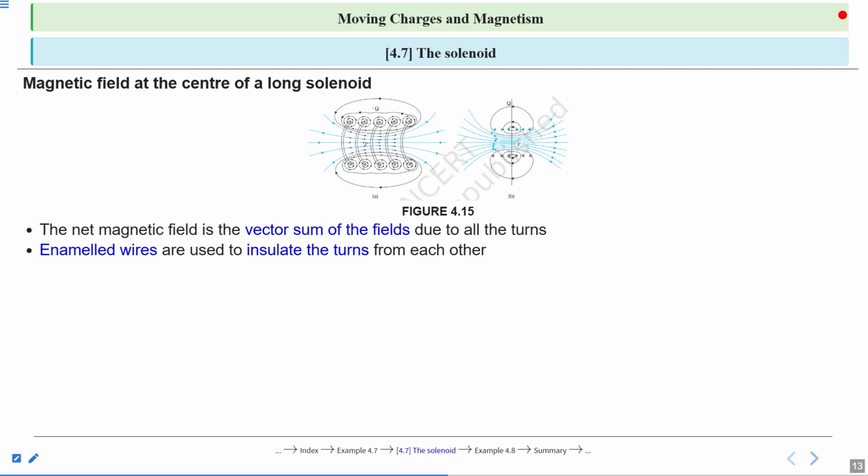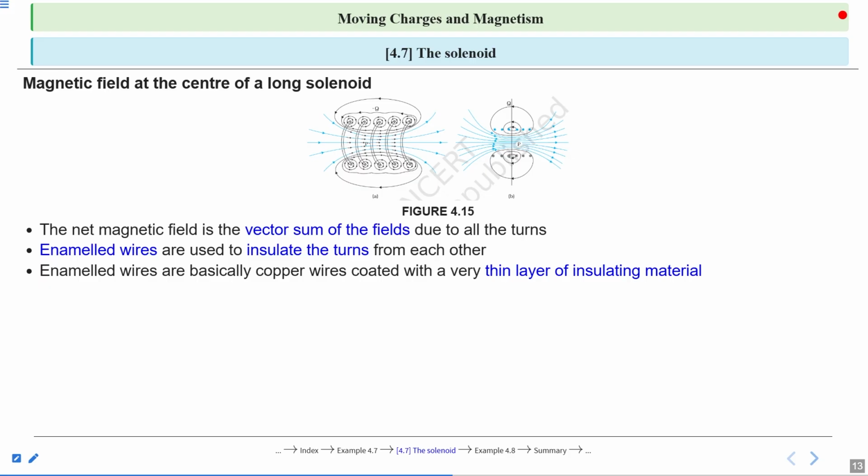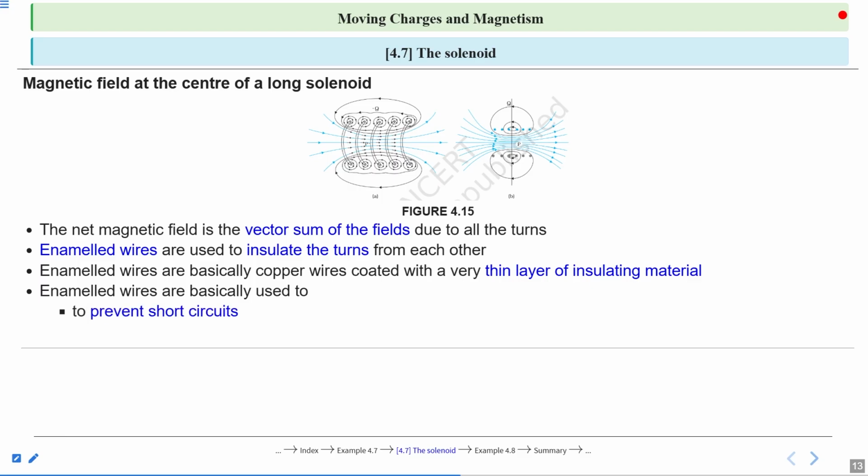So enameled wires are used to insulate the turns from each other so that they cannot interact when closely wound. Enameled wires are basically copper wires coated with a very thin layer of insulating material. This thin layer is used to prevent short circuits and to allow more turns of wire to fit in a smaller space.